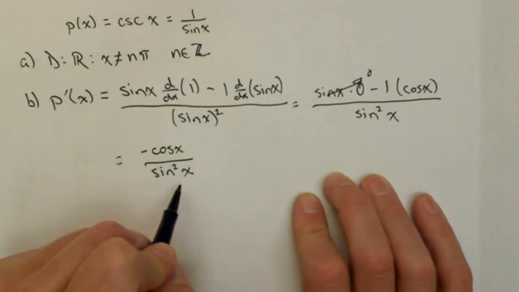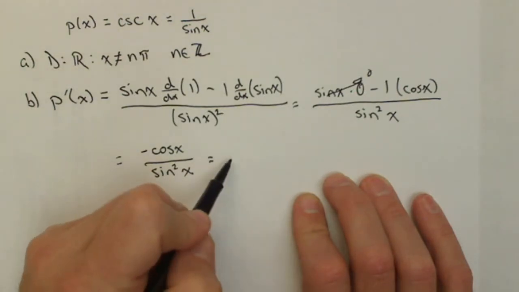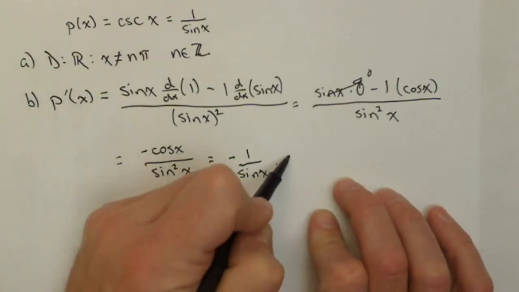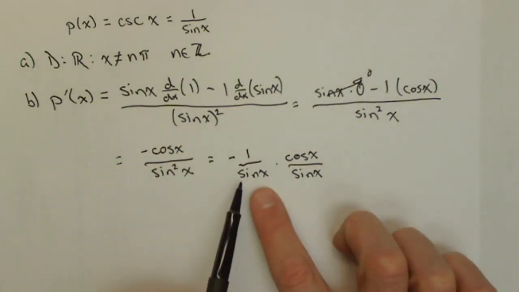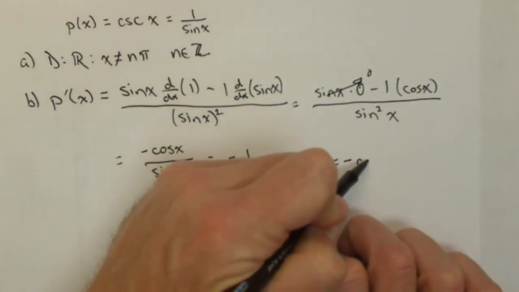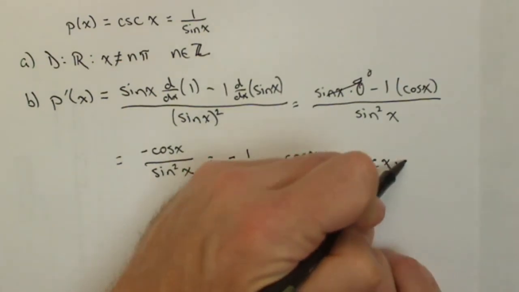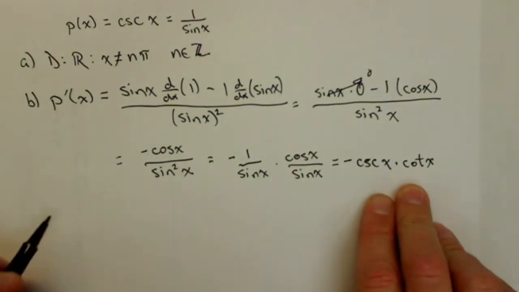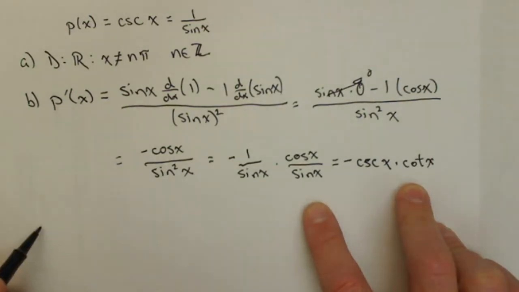Now, that would be it in terms of sine and cosine, but let's say we wanted to write it in terms of cosecant and cotangent. What we could do is split it off. We have a negative 1 over sine x times cosine x over sine x. And what we see is this 1 over sine x, well, we know that's cosecant, and it's negative, so negative cosecant x, and cosine over sine is cotangent. So this is the more common way we'll see the derivative of cosecant written. But this is fine in terms of cosine and sine. It depends on what you want to do with it.